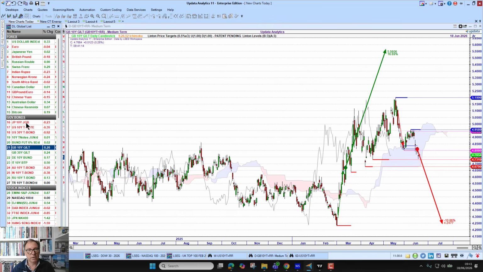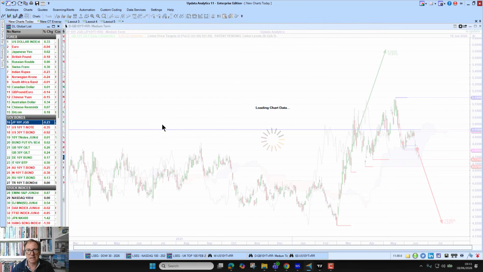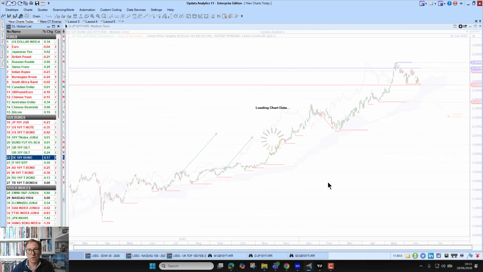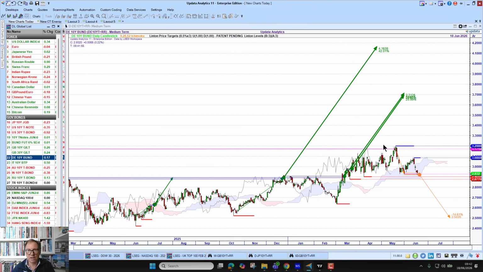If we look at Japan, which has been the concern in bond markets, we see that the yield hasn't yet activated the downside target here, so not quite as bearish, or not the risk spike that we've seen in the West. German bond markets also have big upside targets, waiting to see if we activate this new downside target as well. A lot will depend on the European Central Bank and what they do with rates.